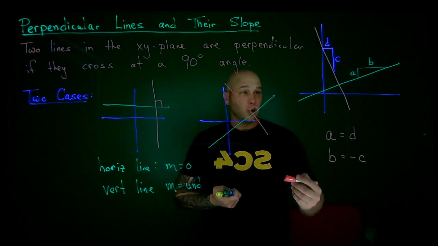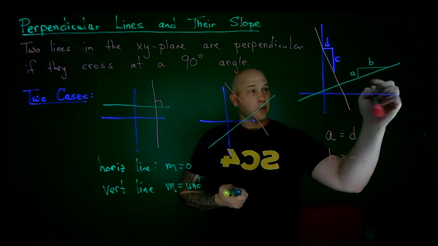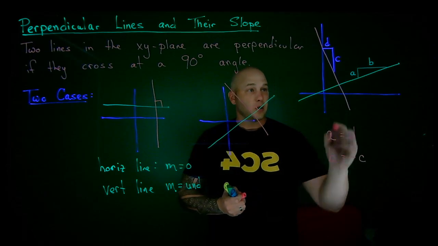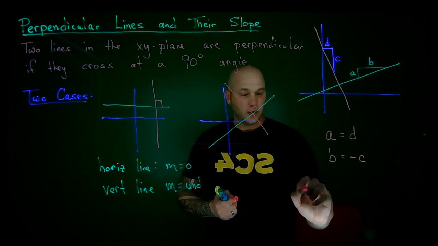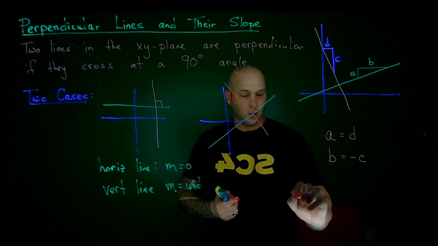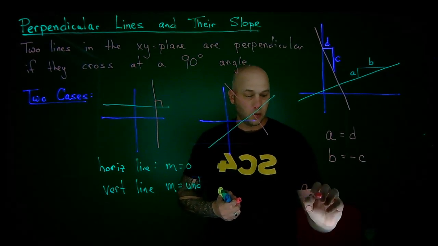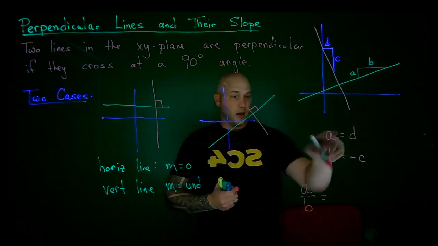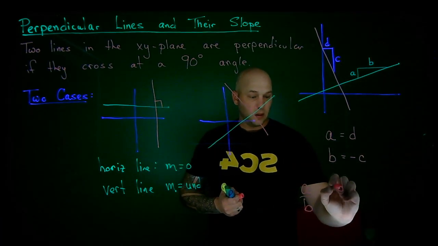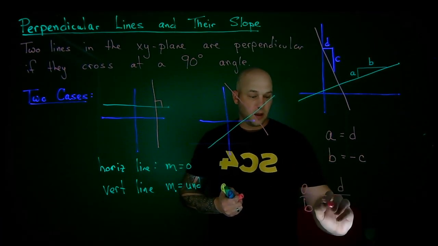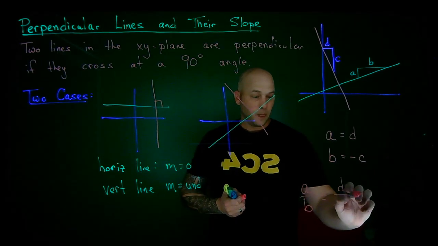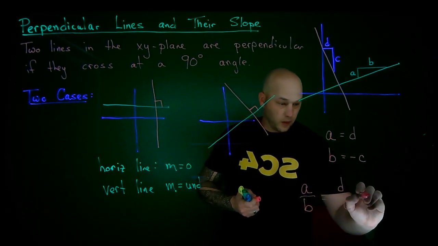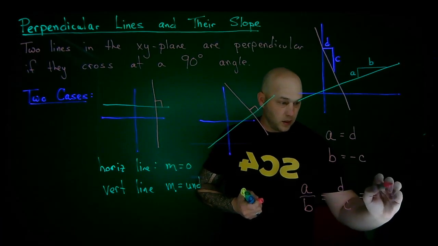The slope of this line right here is, again, rise over run, so it's A over B. So A over B is equal to, using the relationships we just found, A is the same thing as D, and B is the same thing as negative C. I could take that negative and pull it out front, so negative D over C.